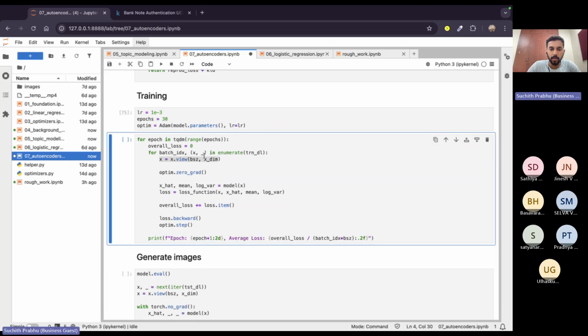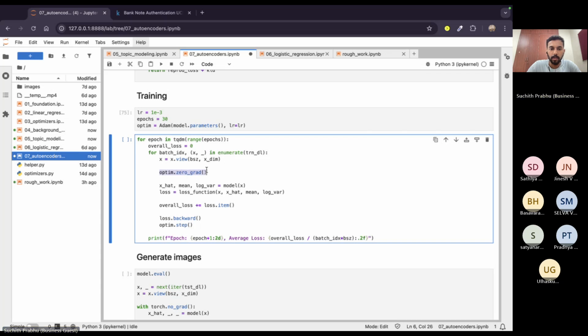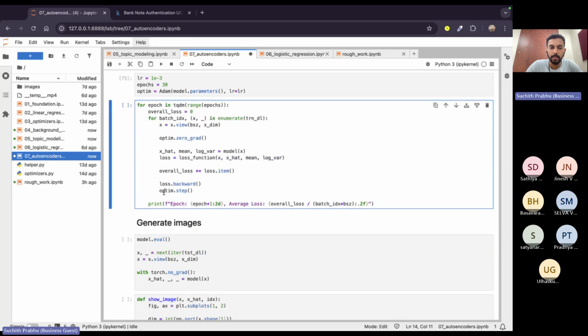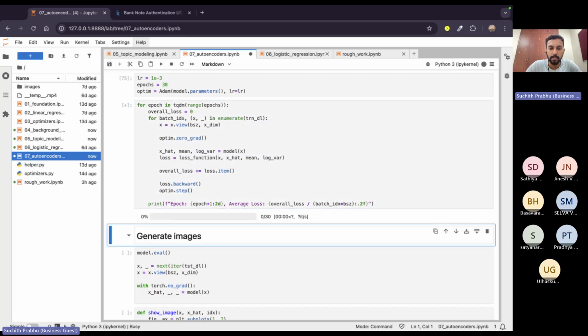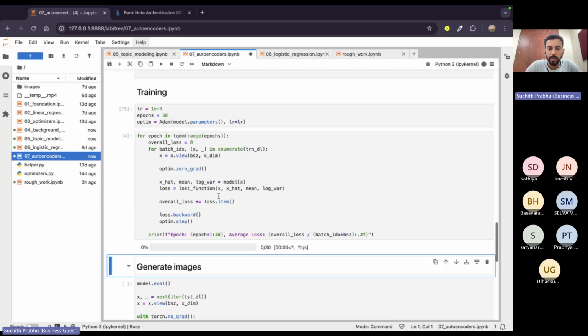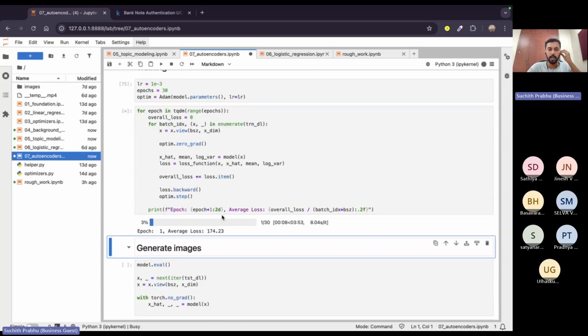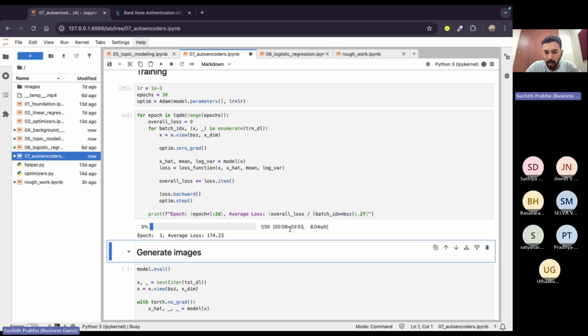We'll have to do this grad dot zero, to initialize all the gradients to 0. Okay, and then pass x through the model, get this x hat, mean and log variance. Then pass it through the loss function to get the loss, and we'll do the backward pass and the optimization step. So this is the normal SGD that we are doing here. Okay, so let me run this. I'm not using any GPU right now, I'm just running this on my local laptop, so it'll be a little slower. It'll take 3 minutes.